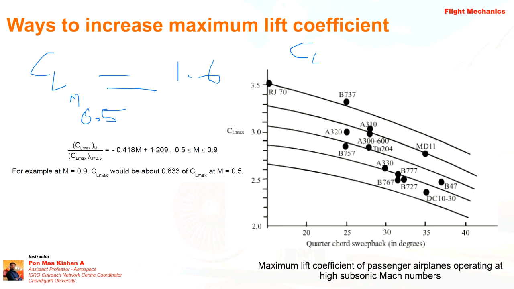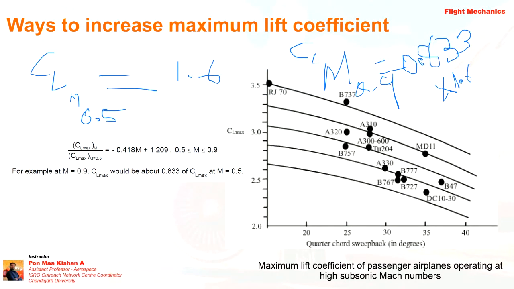So if CL maximum for 0.9 is given as 0.833 multiplied by 1.6. Okay. So by this equation, if we know the value of maximum CL for 0.5 Mach number, that is nearly, I'm saying approximately 1.6. It will vary from aircraft to aircraft. Okay. So CL maximum at 0.9 can be calculated as 0.833 times 1.6.